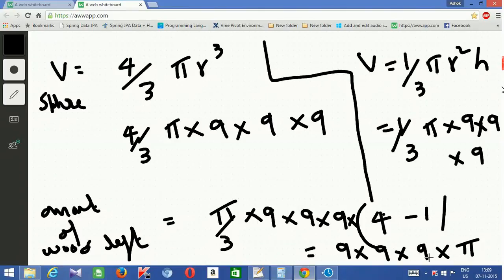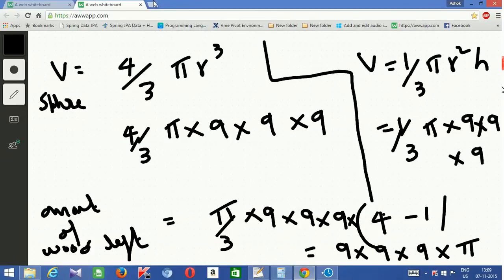When you subtract these both, you will end up taking these items common, right? So you will be taking 4 by 3 pi 9 into 9 into 9 minus 1 by 3 pi 9 into 9 into 9. So when I take 1 by 3 pi 9 into 9 into 9 commonly outside, I have 4 left out here, I have 1 left out here. So it is nothing but pi into 9 into 9 into 9. So this is the amount of wood left.